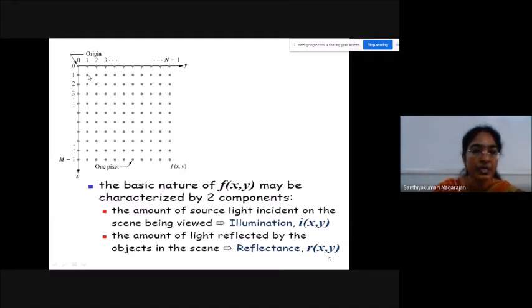This point is referred to as a picture element, a point which has a coordinate in both the x and y axes. Whatever the point may be, each and every point in this two-dimensional image f of x comma y is referred to as one pixel. So this basic nature of an image f of x comma y may be characterized by two components. One is the illuminant, and the other is the reflectance of the objects.